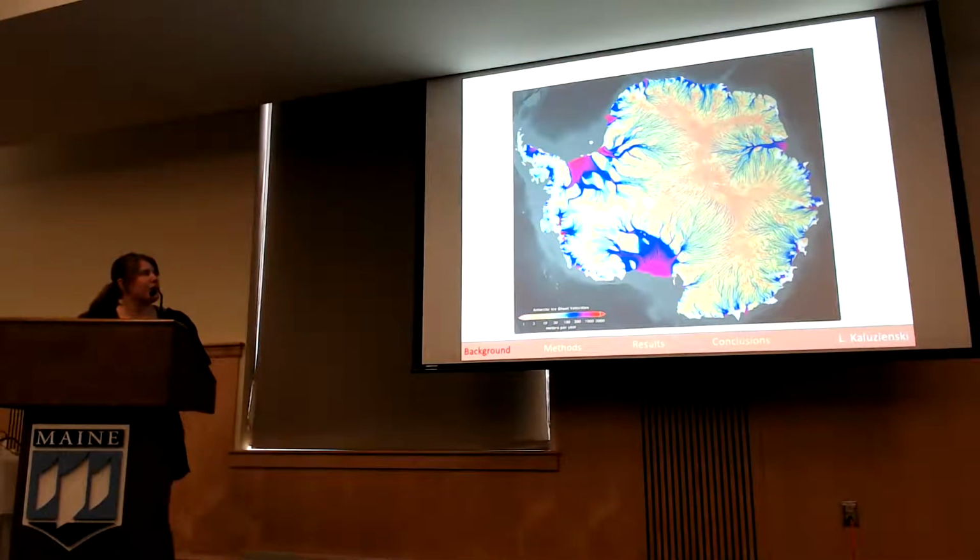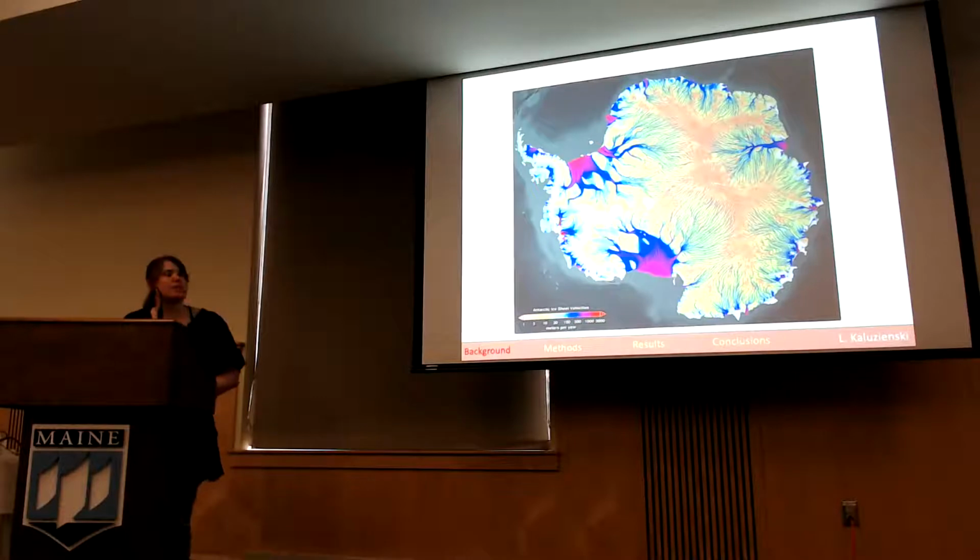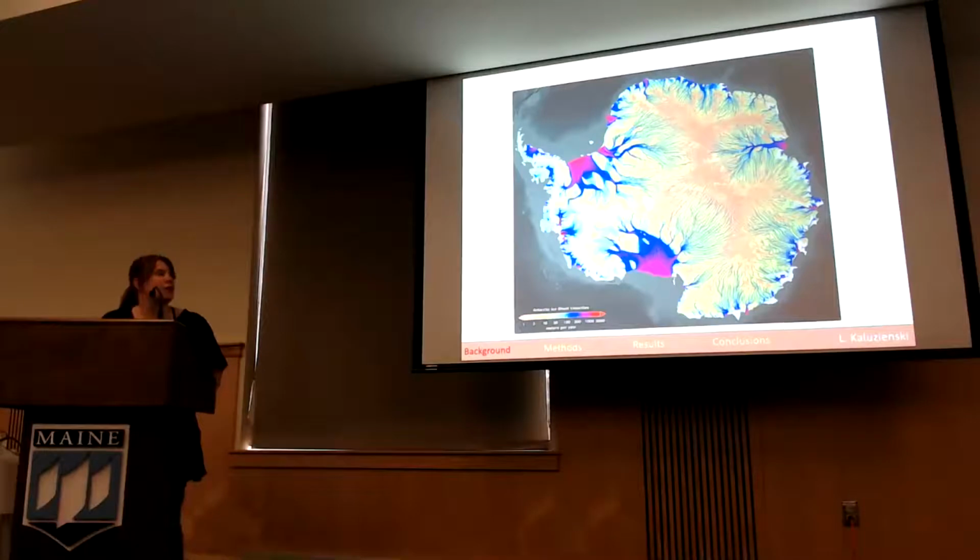The floating portions of ice that fringe the perimeter of the ice sheet, known as ice shelves, control the amount of ice that makes it from the interior of the ice sheet into the ocean. So understanding the controls on ice shelf stability is critical in order to predict the future evolution of the ice sheet, as well as future sea level rise.